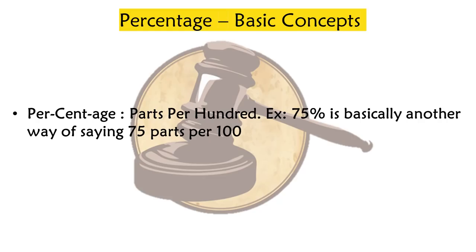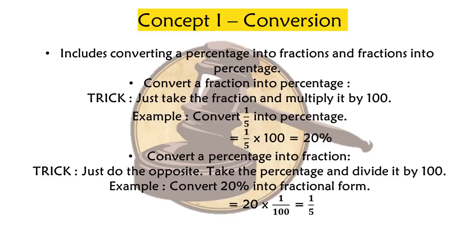So first of all, the term percentage, percent, that means part per 100. Cent is 100, so parts per 100. So for example, if I say 75%, I am basically saying 75 parts per 100, right? So percentage, parts per 100. So let's move on to the first concept.